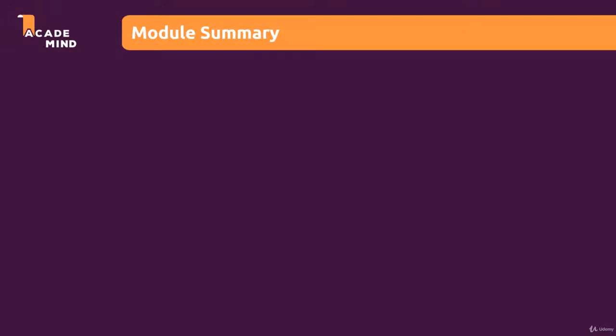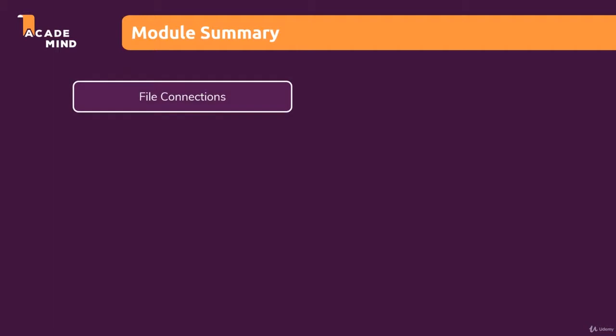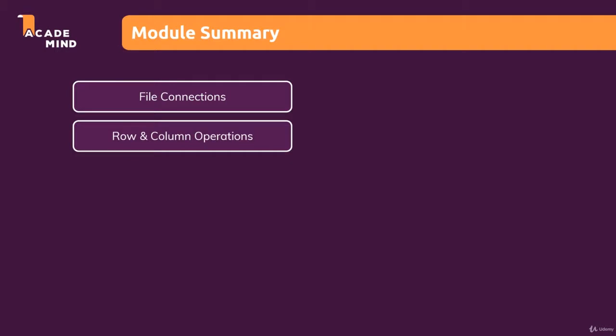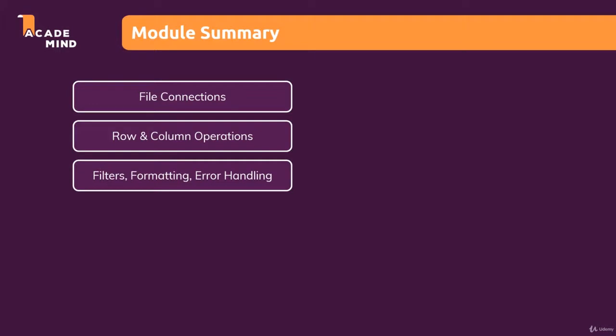This was a huge module, but we covered a lot of ground here and you learned a lot about the query editor in Power BI Desktop. Let me quickly summarize what we learned. Because we of course learned how to connect Power BI Desktop to source files. We also learned how to work on rows and columns. We saw how we can delete columns, delete rows, how to work on these, lots of things to tailor our dataset. We also learned how we can apply filters, how to change the format, and how to handle errors.